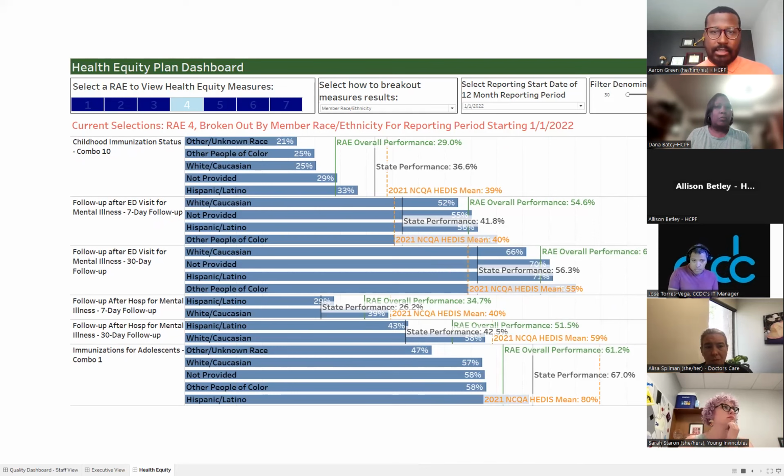So again, this is just a snapshot of the capabilities of the dashboard. We're really excited. Our next phase is to make sure that our arrays have access to their data sets, so that they can start to plan out their health equity plans, which are due to us on the 31st of December. So I will stop there. And I think there's a question for Allison from Marius. What is the adolescent combo 1?